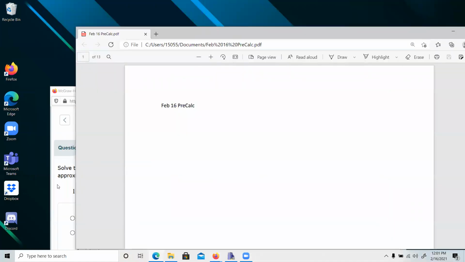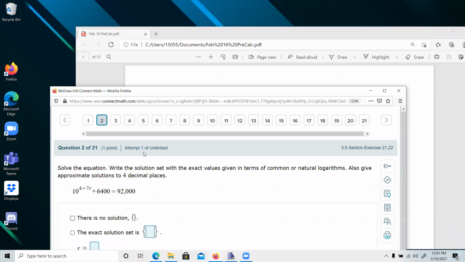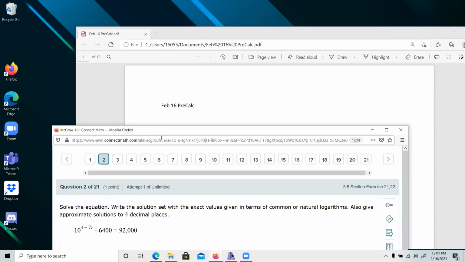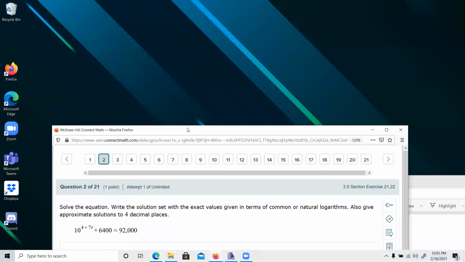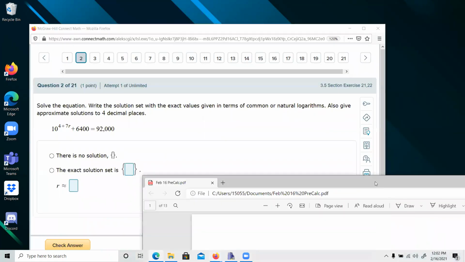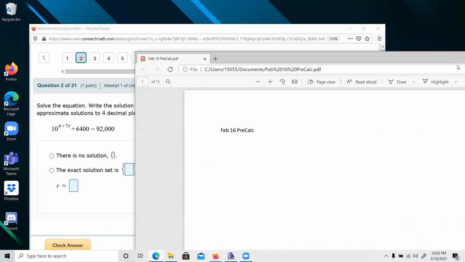All right, so today we are going to take a look at more logarithmic equations, okay? So this one right here, this is 10 to the 4 plus 7r. So let's have a look at this. I'll put this up here and this down here so we can take a look at this. So we have 10 to the 4 plus 7r plus 40, and that is equal to 92,000. That's it.